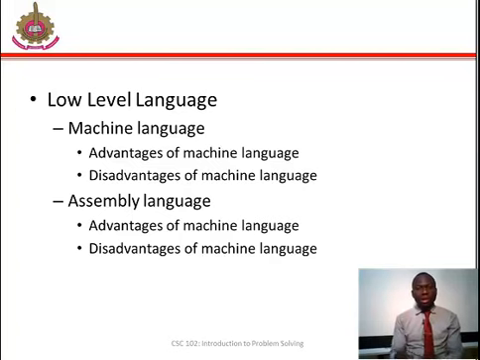Now let's look at the assembly language. Assembly language was developed in the early 1950s to alleviate some of the difficulties associated with machine language. Symbolic names or mnemonics were used to replace the binary codes of the machine language. Remember that a mnemonic means a memory aid. Hence, assembly language instructions are easier to remember than the zeros and ones of the machine language instructions.